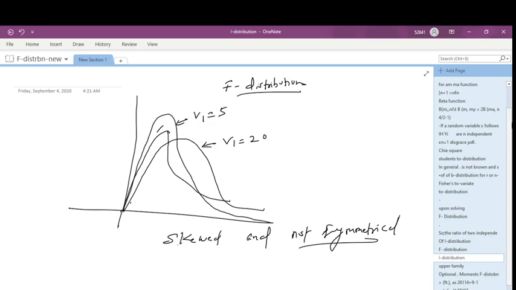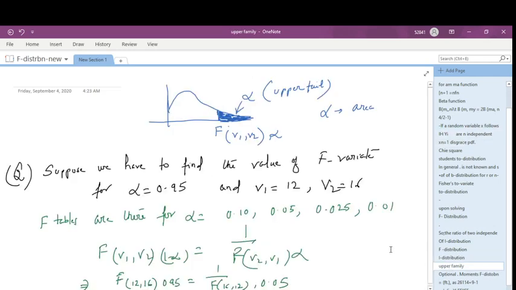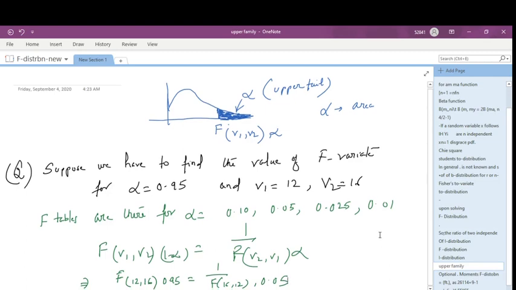And this is how the F distribution looks. This is a skewed distribution, it's not symmetrical, and this graph is obviously not the best graph you can see. I just wanted to show you how the distribution looks. As I said, I'll show you a very short example so that you can understand the reciprocal of F that I showed you earlier. This is the F distribution, this is the variate F for mu1 mu2, and alpha is the upper tail area, the dark blue area.